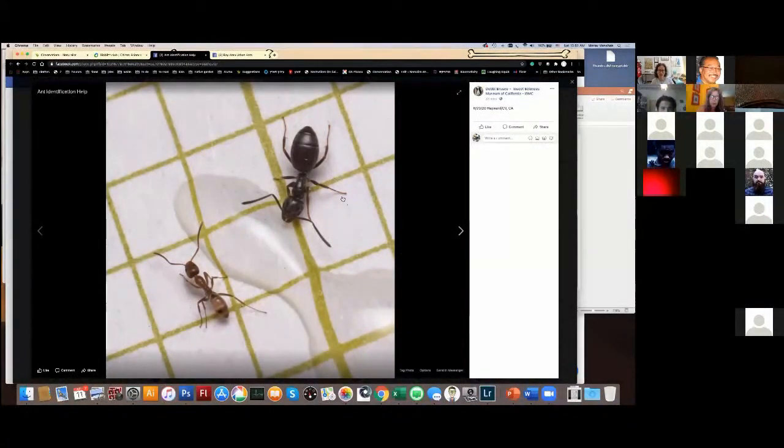Debbie, do you have another photo of this ant? I do. A side view? Because I wonder if this is a carpenter ant.